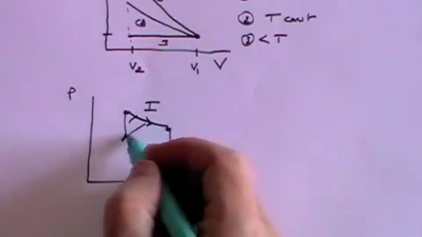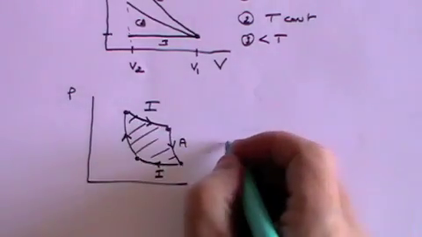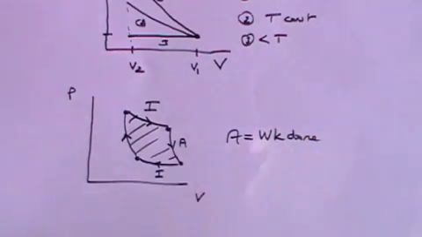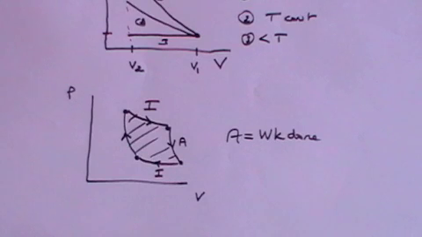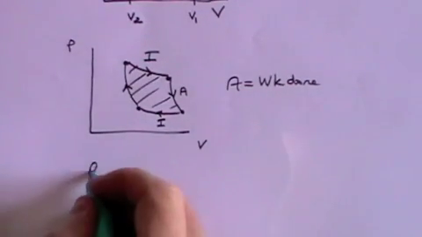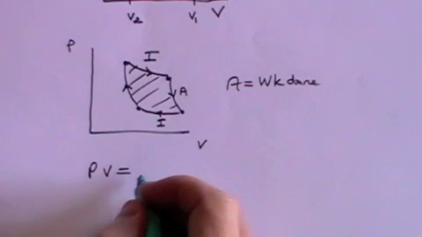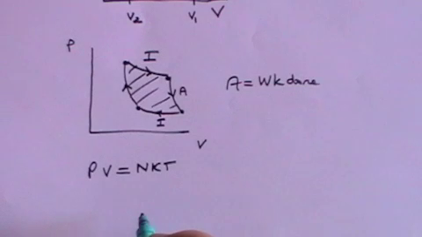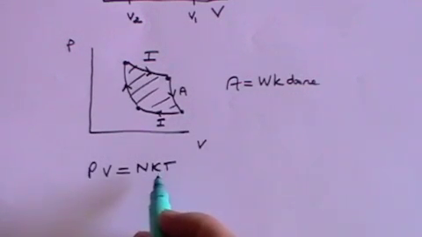And the area within this curve is equal to the work done. And that's either by the system, you might get work out, or to the system, you might have to put work in. Now let's go back and look at this term that we derived earlier. PV equals nKT, where n is the total number of molecules, K is the Boltzmann constant, and T is the temperature.